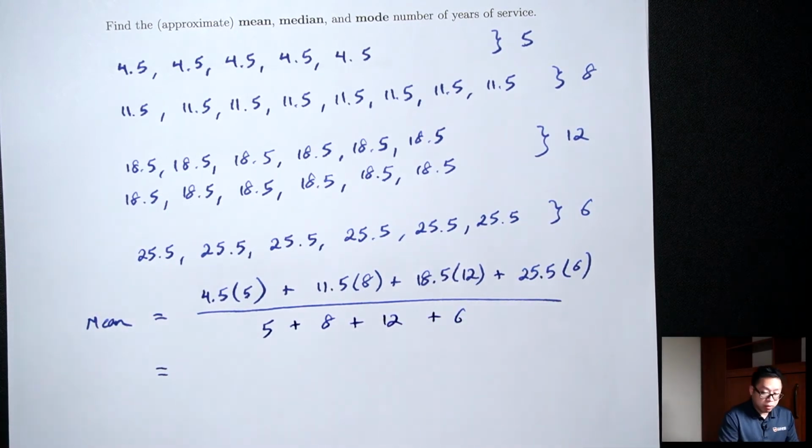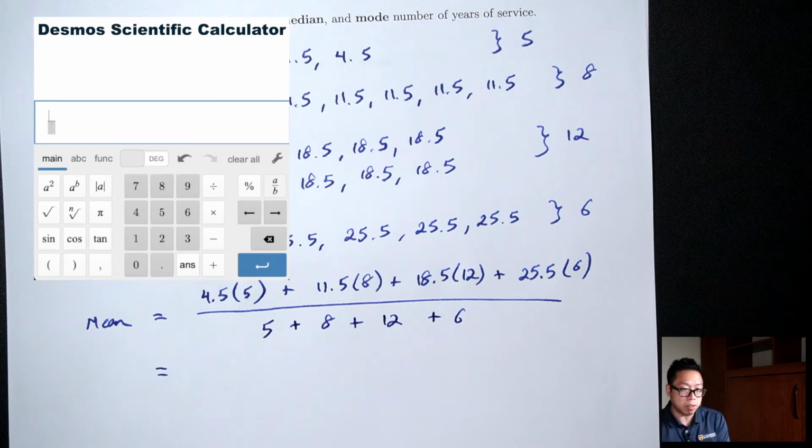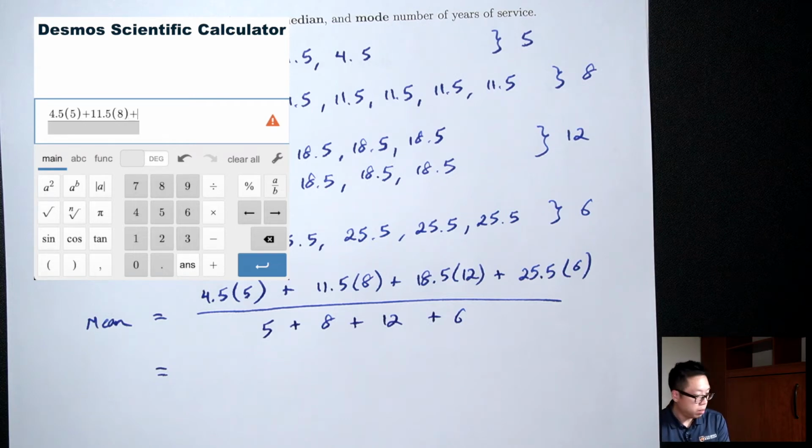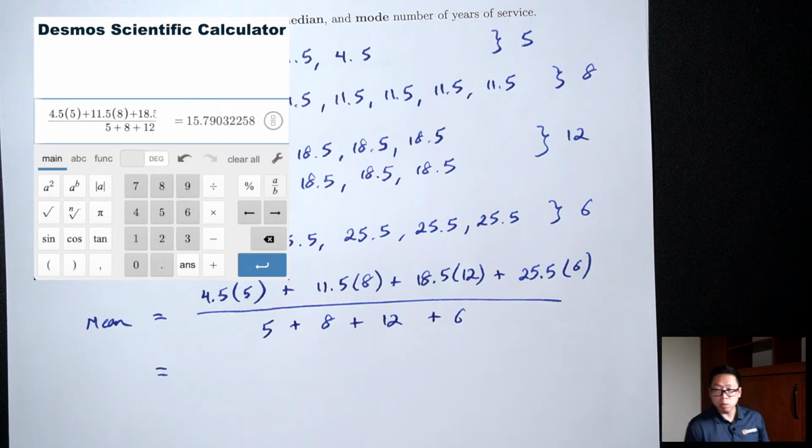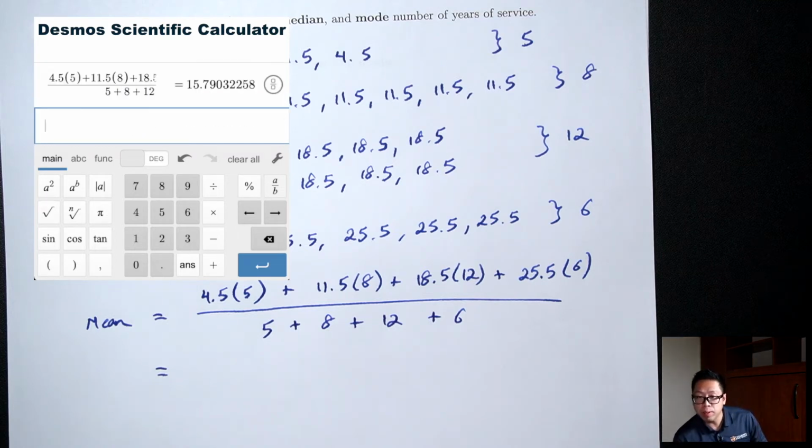And now let's go to a calculator and enter this. So enter it exactly like you see it. Up top, 4.5 times 5 plus 11.5 times 8 plus 18.5 times 12 plus 25.5 times 6. And the bottom, 5 plus 8 plus 12 plus 6. Round to 3 decimal places, I'm getting 15.790.